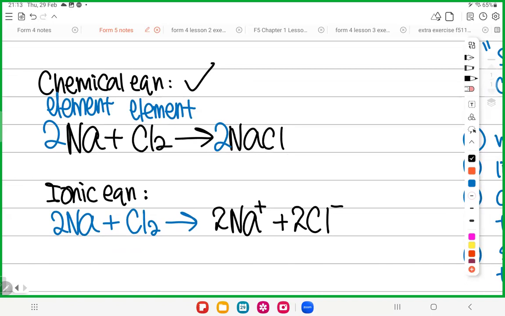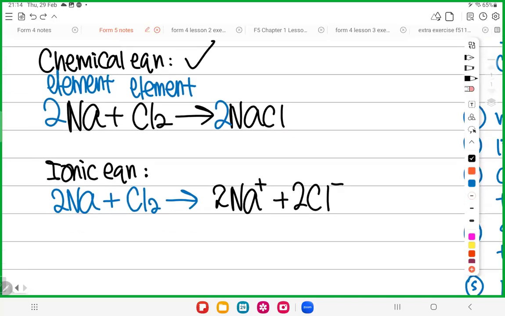Is it okay? Some students write Cl minus, very good, but they forgot to put a 2 here. Then everything is wrong. So you all have to be careful. It's not hard, but you all have to be very careful with those small details. Yeah, that's all. Finished already.